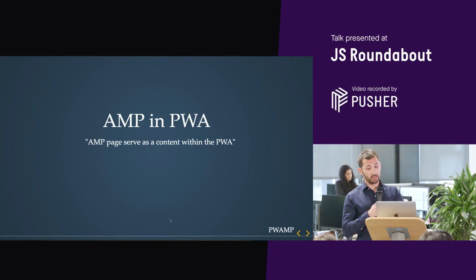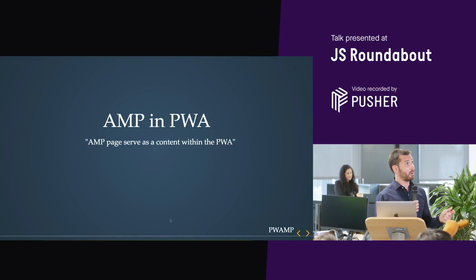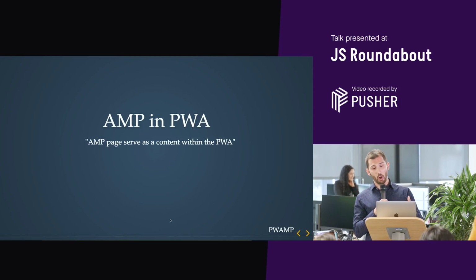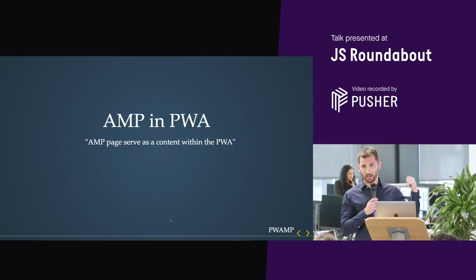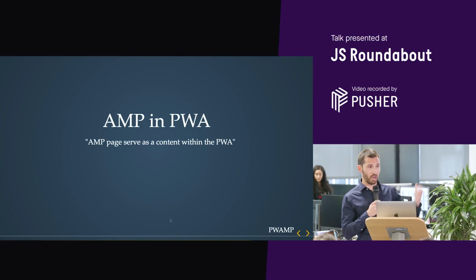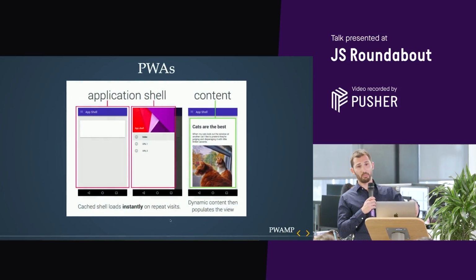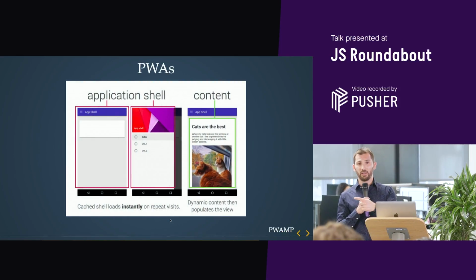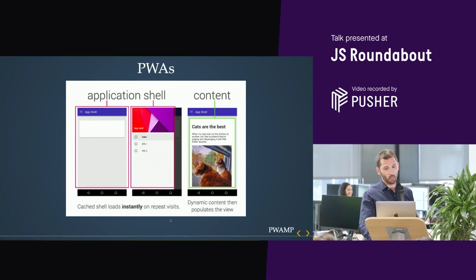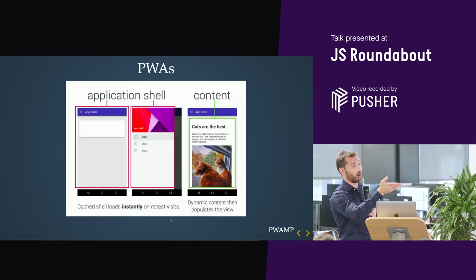This one is the last pattern and is AMP in PWA. This one is the opposite of the first one that we've seen. So instead of having an AMP application and injecting the PWA power, this one is the opposite way around. So we do have a PWA application and we're going to inject the AMP power. Seems fancy. So as you can see, the PWA is made mainly of the application shell and the content.